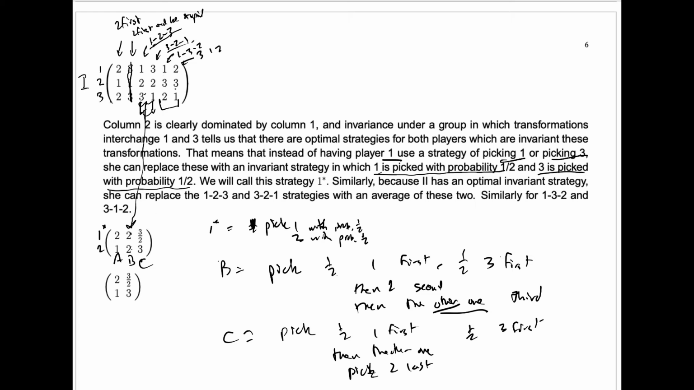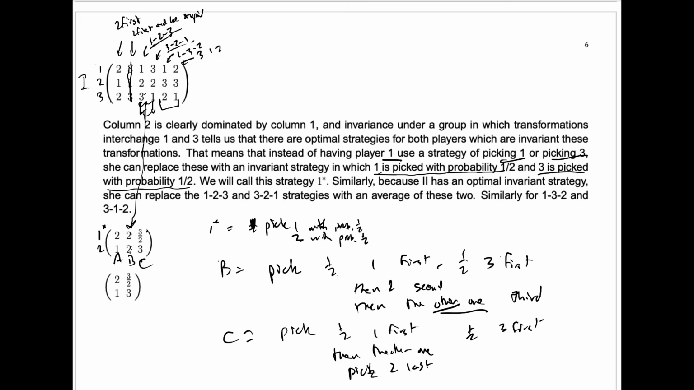Well, you can see the average of 1 and 2 is 3/2. The average of 3 and 3 is 3. The average of the 2 and 1 is 3/2. And remember, player 1 is playing the average of those two. So that's why we get the 3/2 in that position. So the game has been reduced from this 3x6 game to this 2x3 game, which is much simpler.